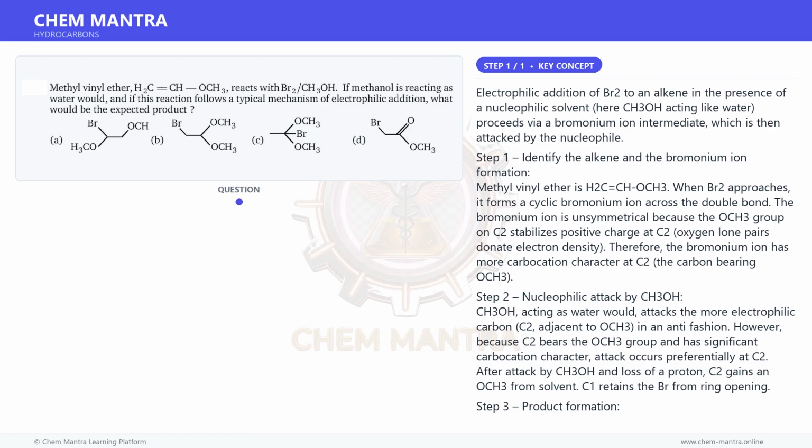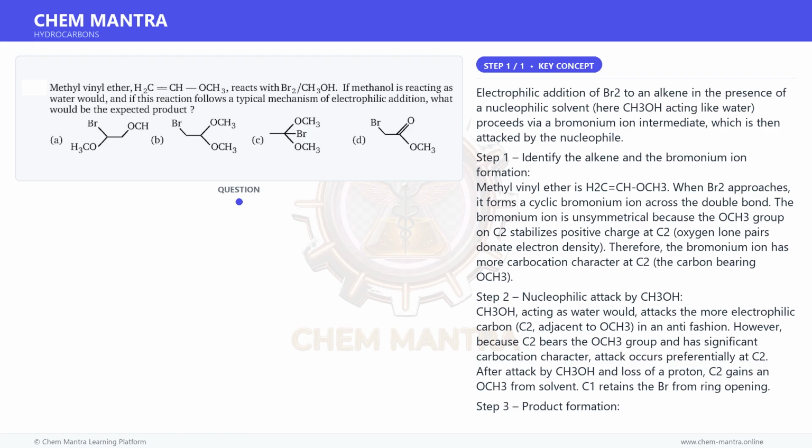After attack by CH3OH and loss of a proton, C2 gains an OCH3 from solvent. C1 retains the Br from ring opening. Step 3. Product formation. C1, CH2Br, Br from bromonium. C2, CH(OCH3)2, original OCH3 plus new OCH3 from methanol.